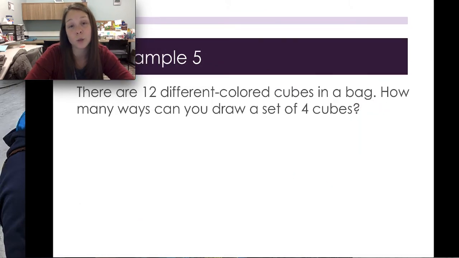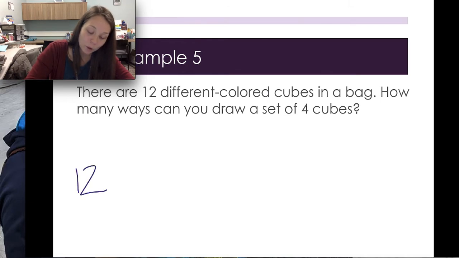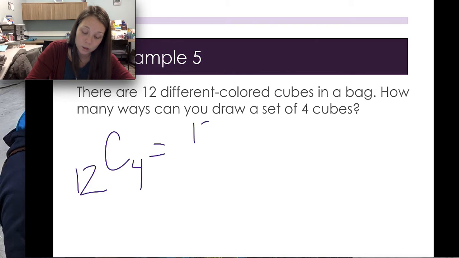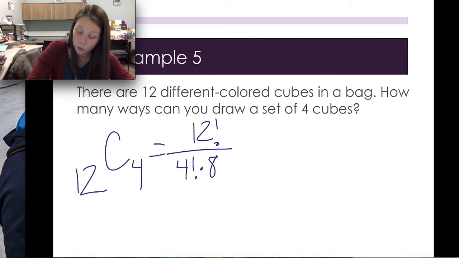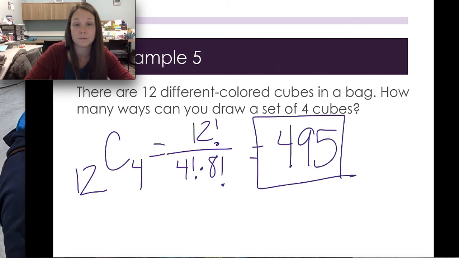Example 5. There are 12 different colored cubes in a bag. How many ways can you draw a set of 4 cubes? We don't care about the order in which we select the cubes, so this is a combination. So we're going to do 12 factorial divided by 4 factorial times the difference between 12 and 4, which is going to be 8 factorial. And that gives me an answer of 495 ways.